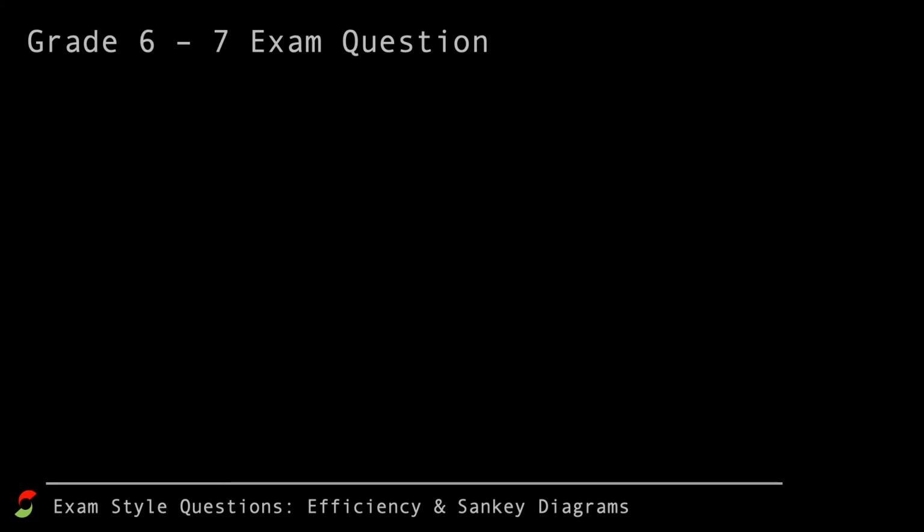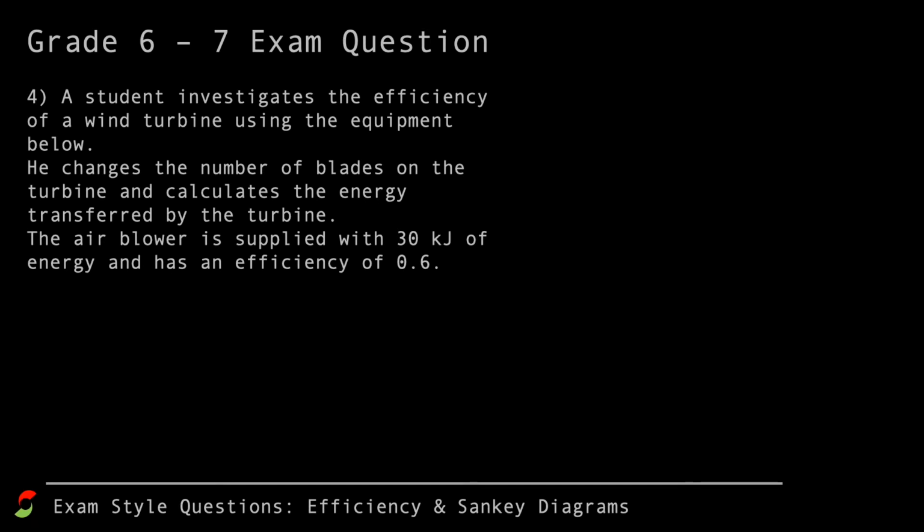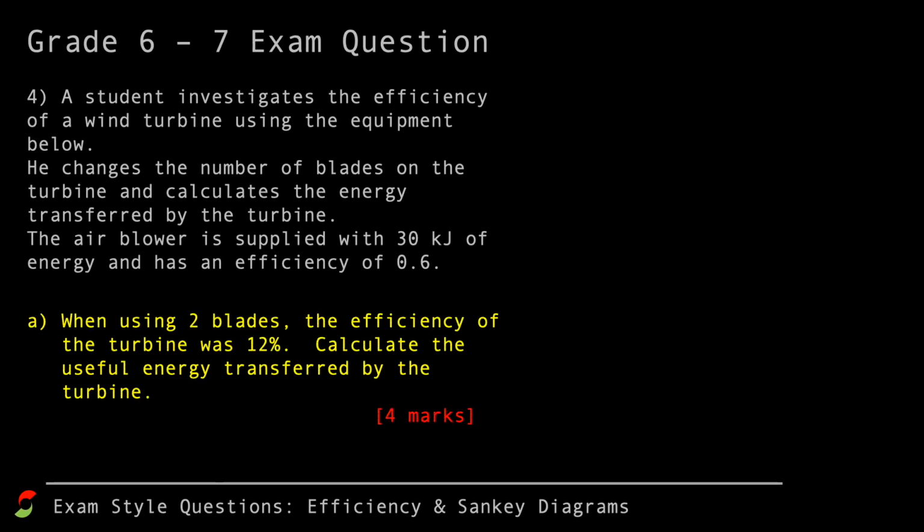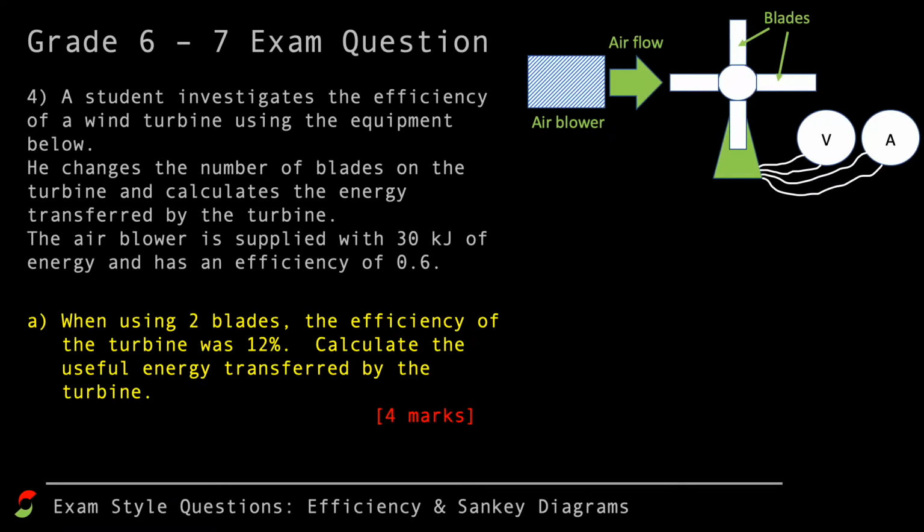So, grade 6 to 7 question. A lot to read there, just pause the video to make sense of it. They're getting quite complicated now. And here we've got a diagram of an air blower turning blades with an ammeter and a voltmeter.